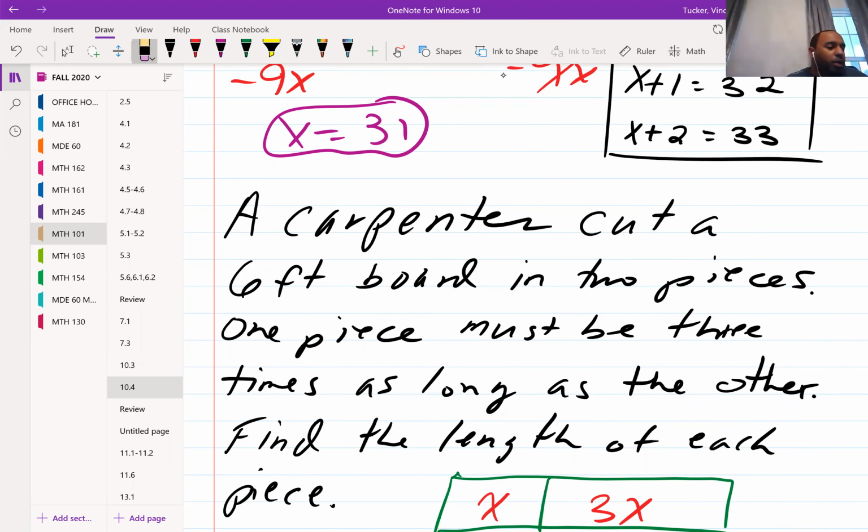All right, so next one: a carpenter cut a 6-foot board in 2 pieces. One piece must be 3 times as long as the other. Find the length of each piece.